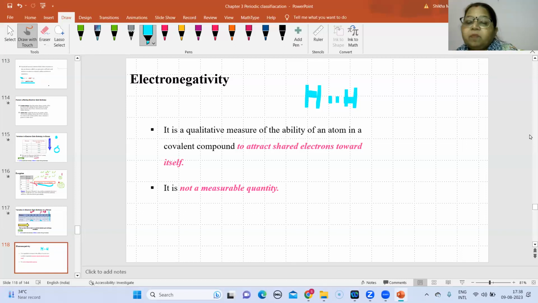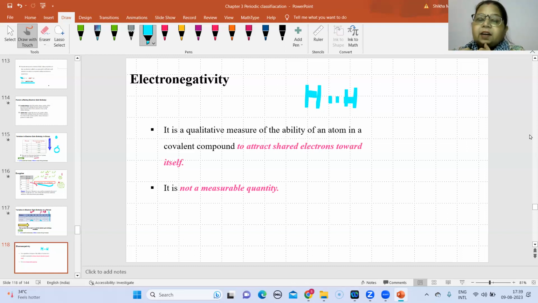So this cannot be measured. Can anybody tell me why it cannot be measured? Ma'am, because it is only a relative number. Very correct, Ritika. What Ritika said was correct, but we need to elaborate on it: why can't we measure this?